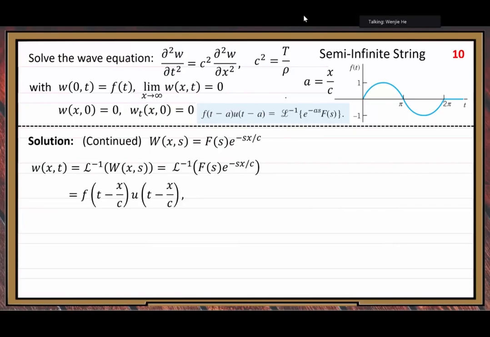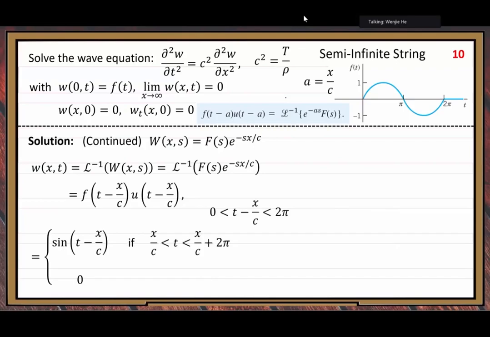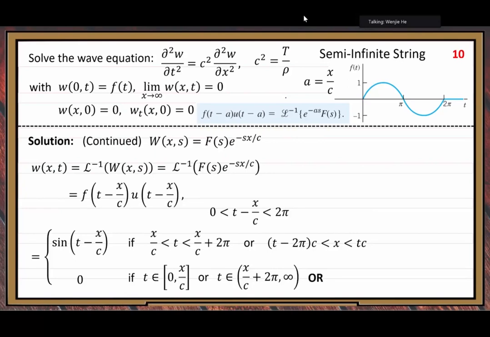Look at this example. If we write it explicitly, I just put the interval here, some detail, to write the interval clearly. But here you can see how powerful the Laplace transform is. We apply it to solve PDEs.